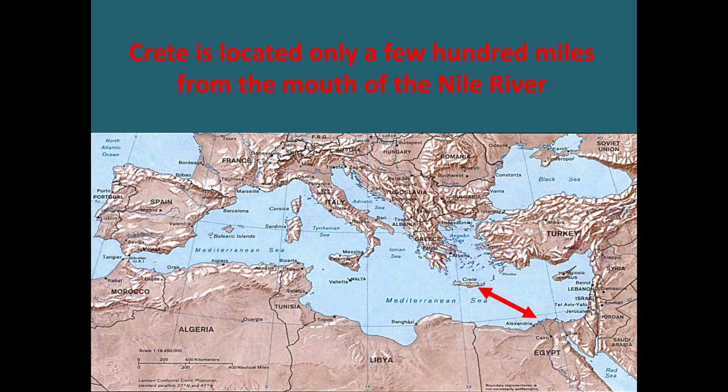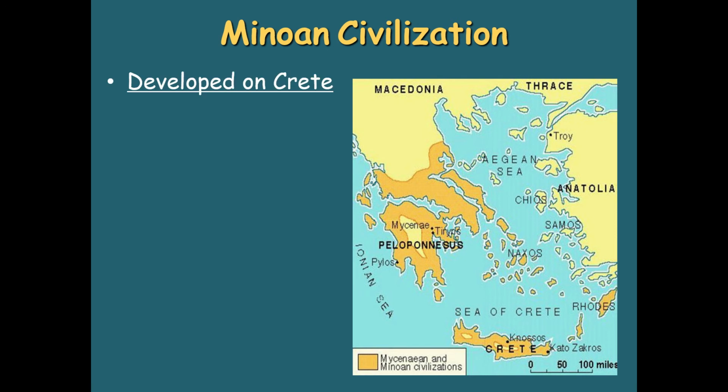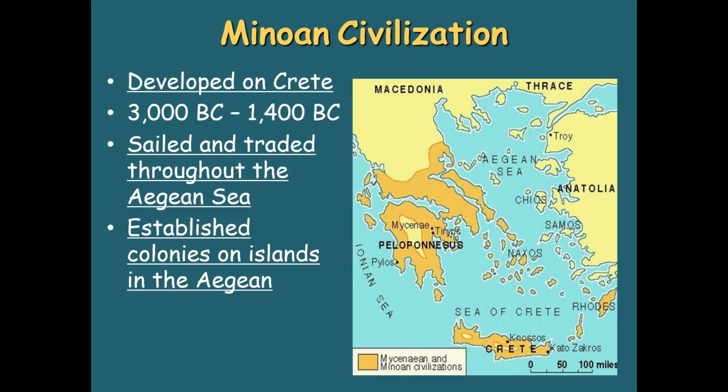You can learn from this map that the island of Crete, which is located in the Mediterranean Sea, was close to Africa. You can definitely tell from this map that the island was located only a few hundred miles away from the mouth of the Nile River. So by far, we have learned that the Minoan civilization developed on the island of Crete at about 3000 BC to 1400 BC.